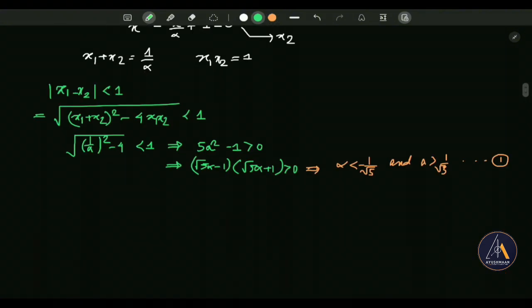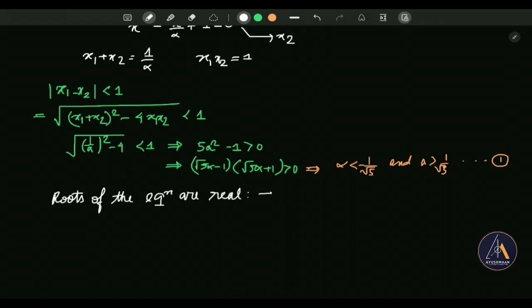Now it is also given that roots of this quadratic equation are real. It is given roots of the equation are real. If roots are real, we have to find out D is greater than 0. Doing this, if D is greater than 0, we are getting 1 minus 4 alpha square greater than 0. From here alpha belongs to minus half to half. Let us name this as equation number 2.